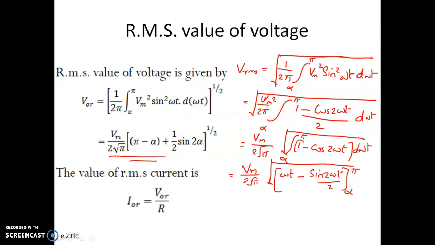Then the value of the RMS current is equal to the RMS value of the voltage divided by R. You can put R here, and that will be the value of the RMS current.